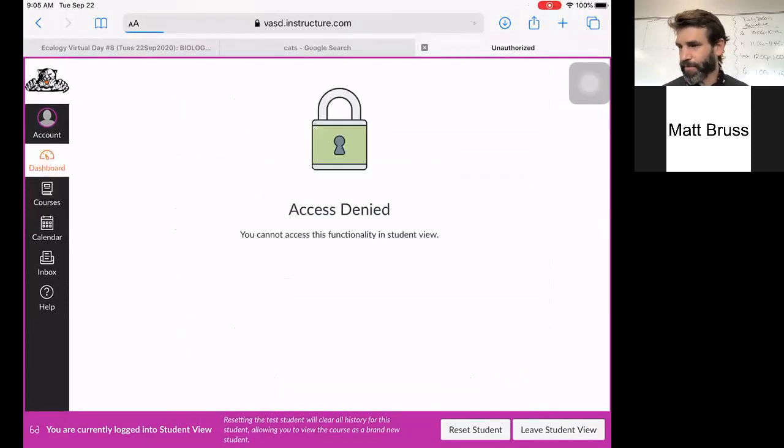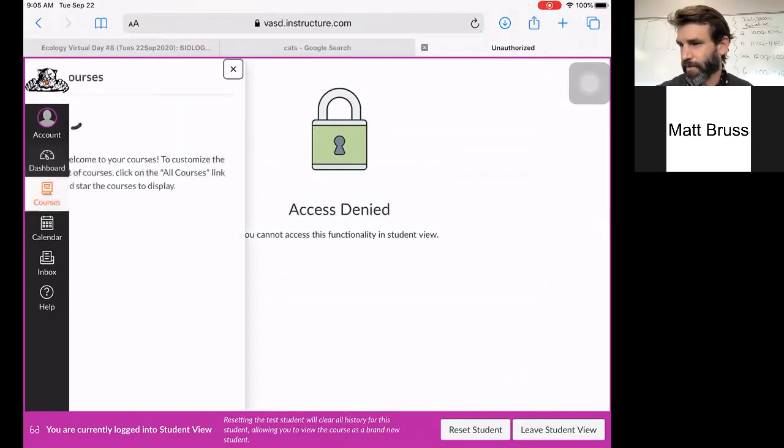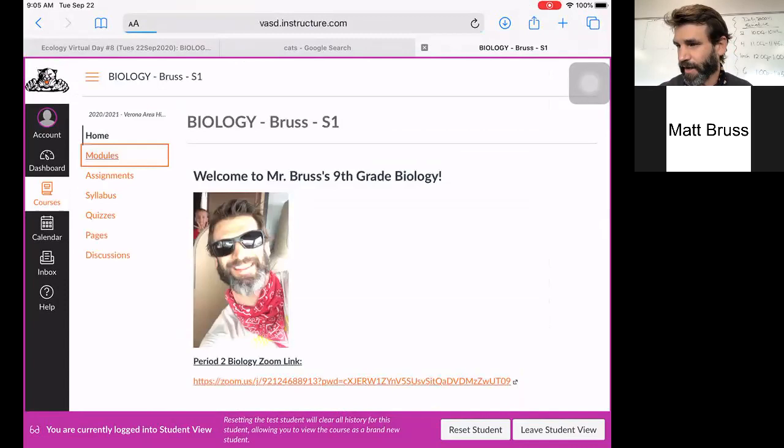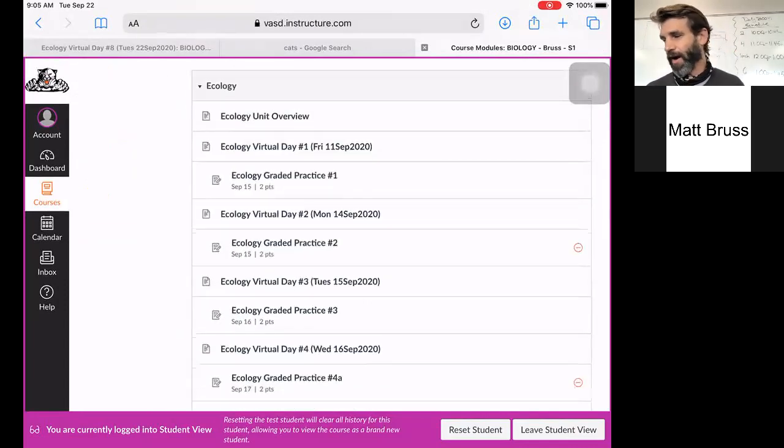So I'm going to pop back over to my dashboard, go to my courses here, and then let's look at today's work. So today, after that practice test, we're really going to get to the heart. My favorite part of this unit is interpreting food webs. And that's really what we've been building for. We needed a set of language. We needed an understanding of flow of energy.